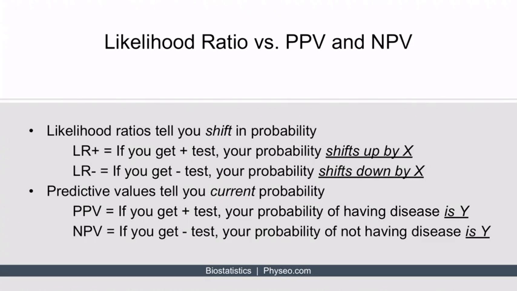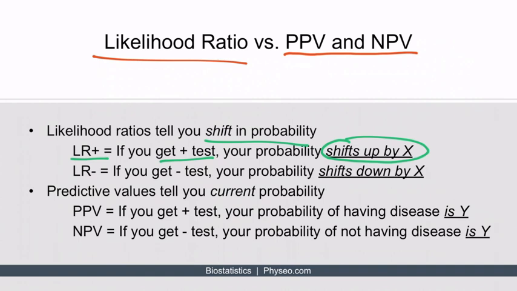Now let's relate likelihood ratios to positive and negative predictive values. I want you to look at both of these ideas side by side because they can be very easily confused, especially on a test. As we learned before, likelihood ratios shift your probability. Positive likelihood ratio tells you that if you get a positive test, your probability of disease shifts up by X. And with negative likelihood ratios, if you get a negative test, your probability of disease shifts down by X.